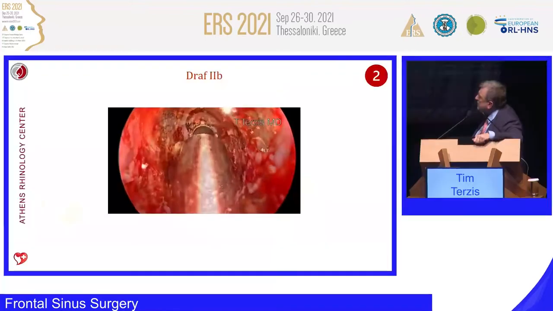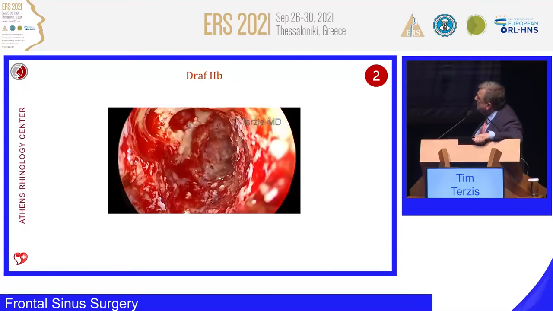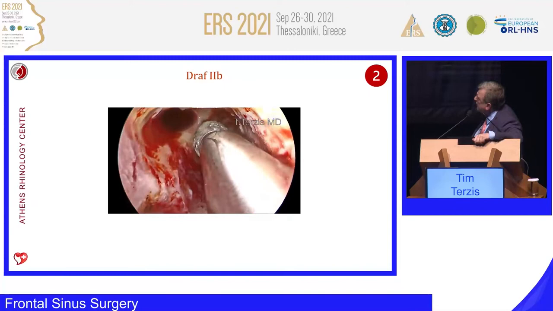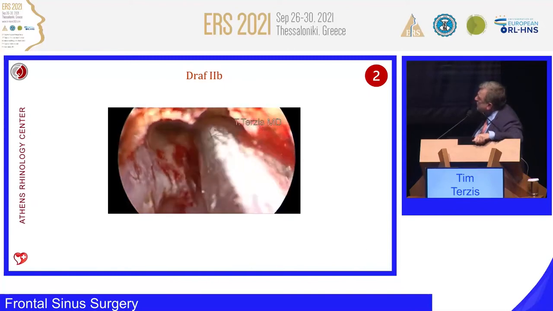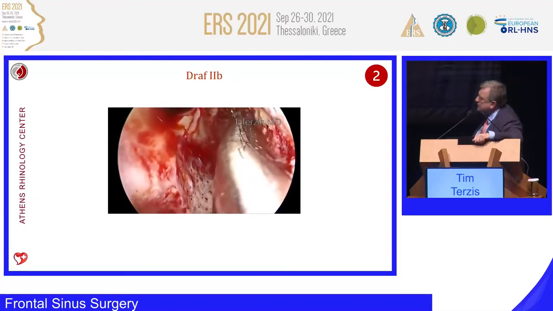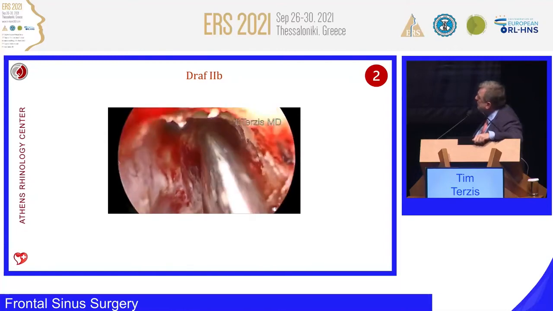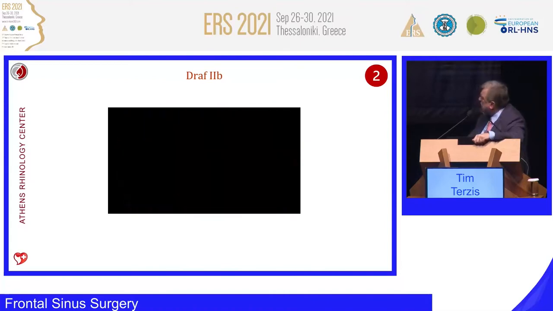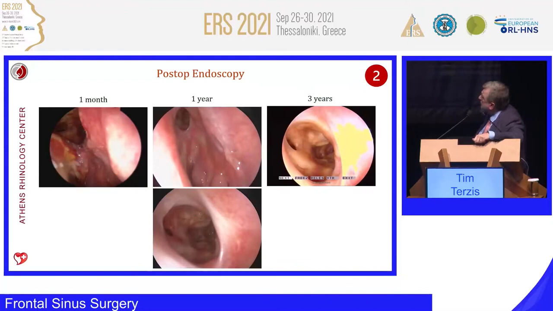Yeah. I selected the anterior approach, and you can see the opening into the frontal sinus and a little opening in the intersinus septum to the other side, just to make sure that if it closes, we have an alternative drainage to the other frontal sinus. So that's what I decided to do, and this is the post-operative condition of the 2B. 1 month, 1 year, and 3 years post-operatively, the opening is wide open.